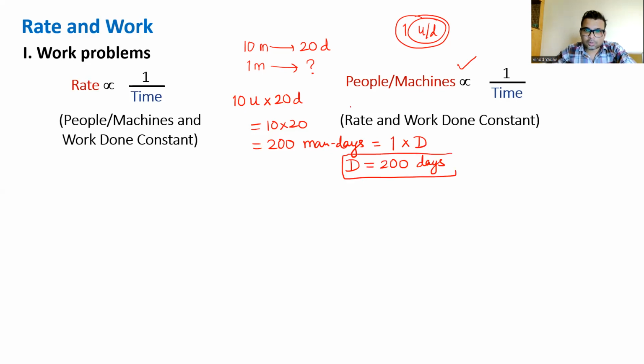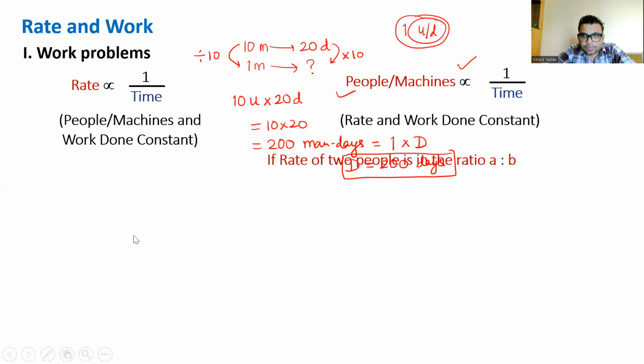So logically, if you see, men became 1/10. So time taken will be 10 times, inverse relation. So logically also you can do it, if you can apply that inverse relation logic faster. Okay. All right.